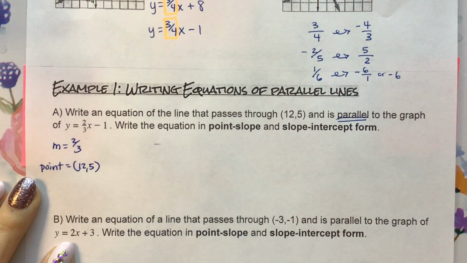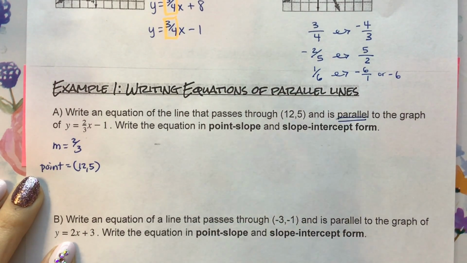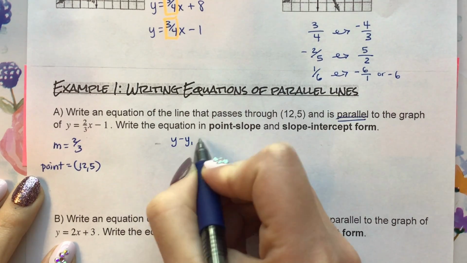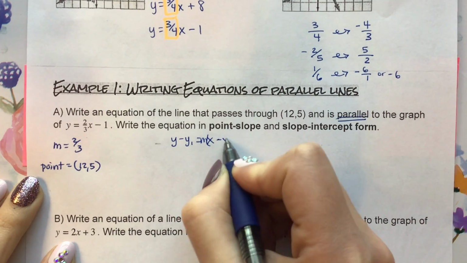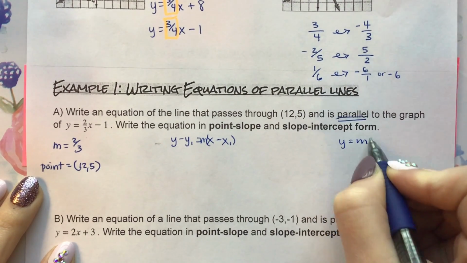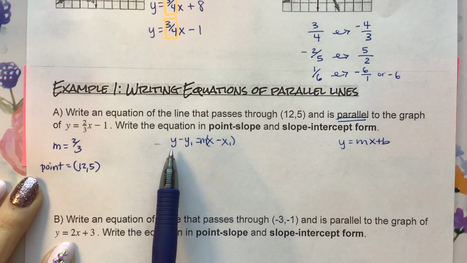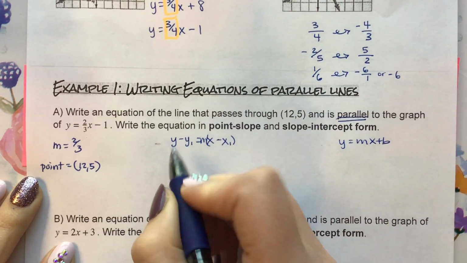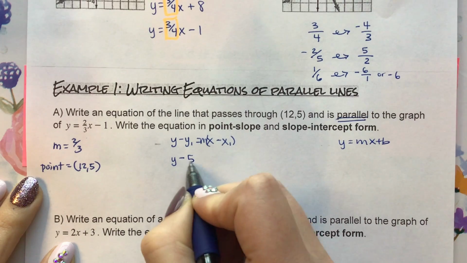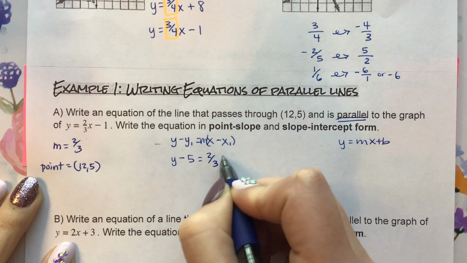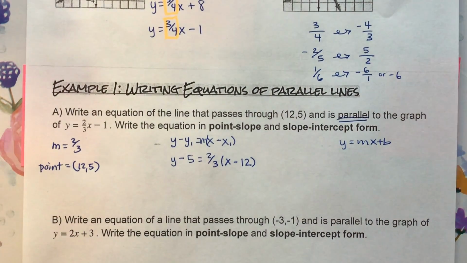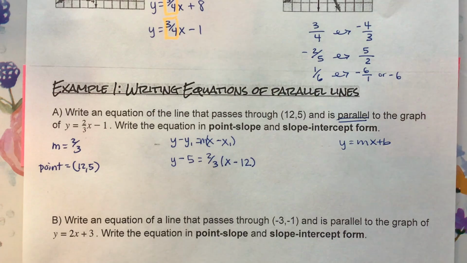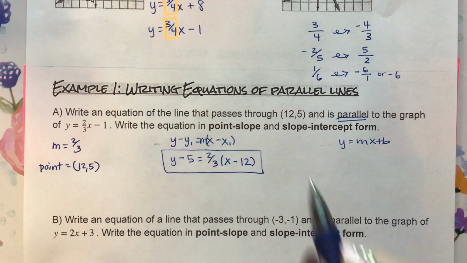I'm now going to input these two things into my point slope formula first, because that's going to be the easier one to start with. So I have y minus y sub 1 is equal to m parentheses x minus x sub 1. So y minus 5 is equal to 2/3 parentheses x minus 12. This is in point slope form. I've got it taken care of.